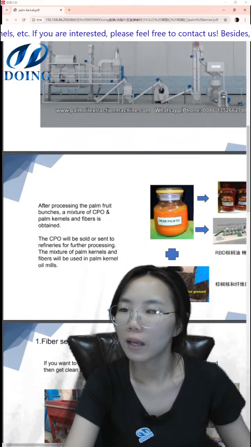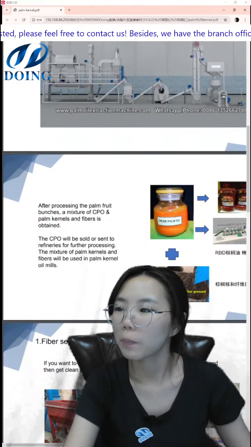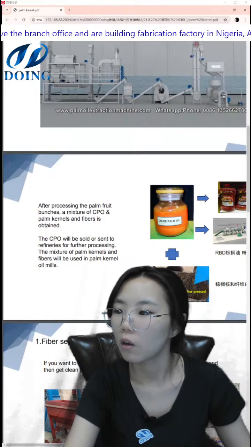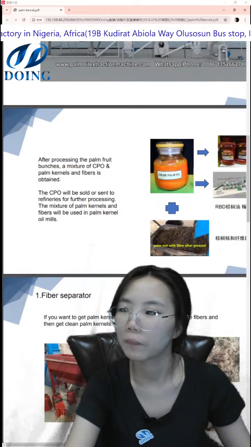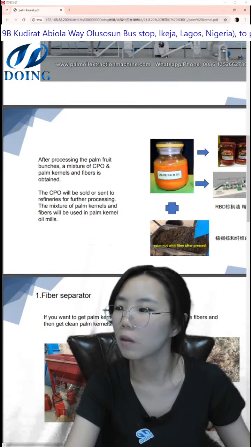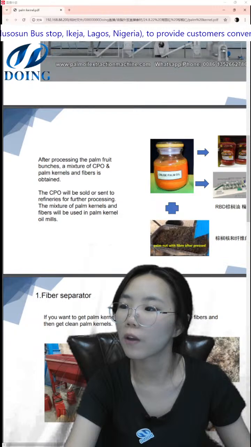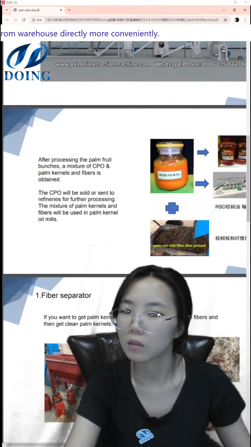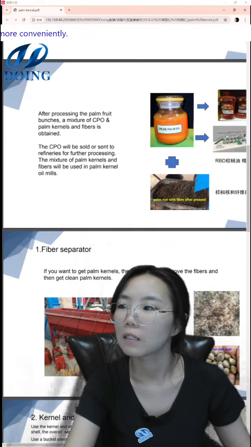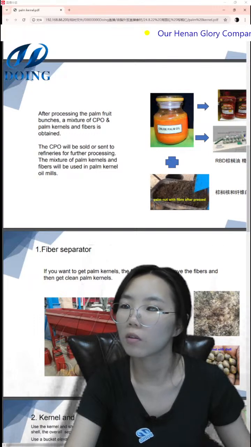And we can see the photos. After processing the palm fruit bunches, a mixture of CPO, palm kernel and fiber is obtained. The CPO will be sold or sent to the refineries for further processing. The mixture of palm kernel and fiber will be used in palm kernel oil mills.